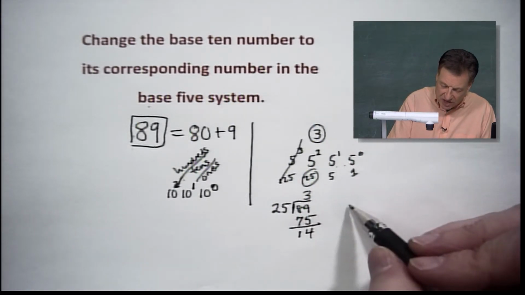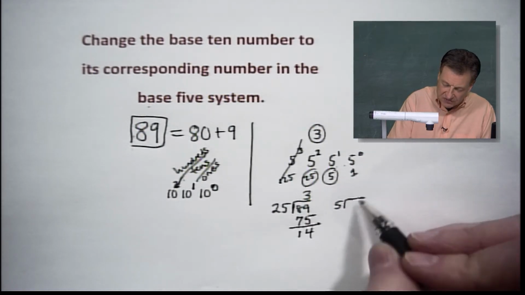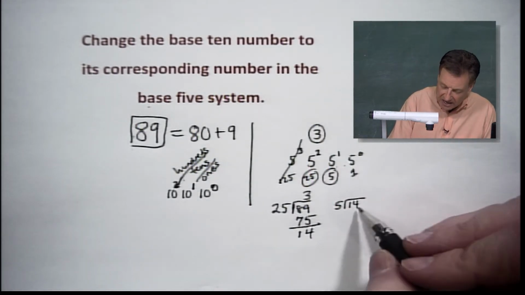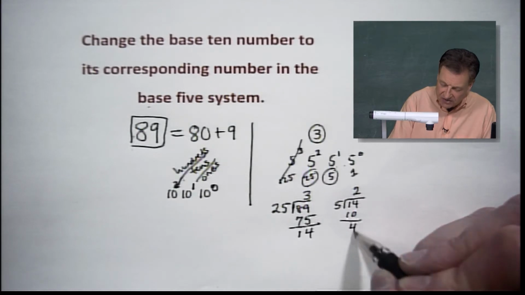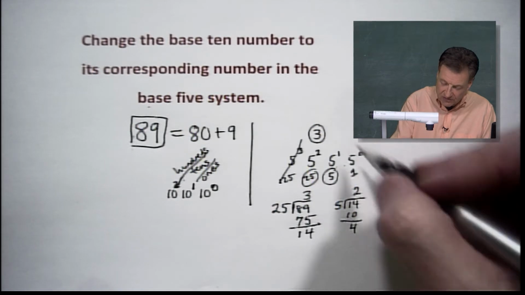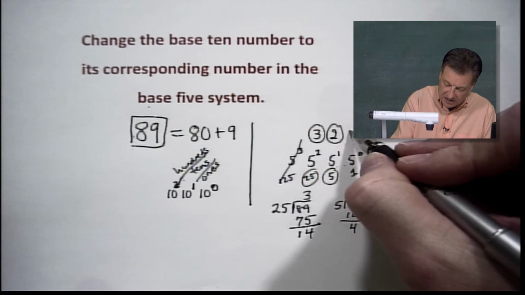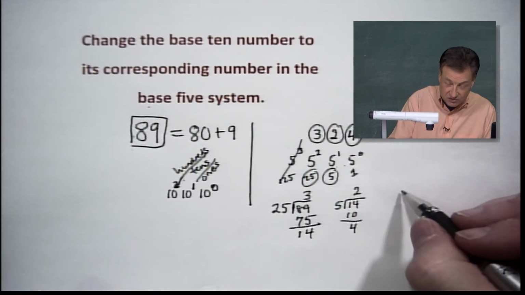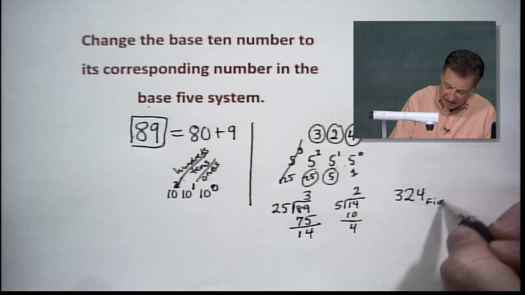Now, what have I got now? I've got 14. So I want to take my next digit, which is 5, and I want to divide 5 into 14. How many times will it go? It goes 2 times. 2 times 5 is going to give us 10. We got a 4 left over. And now, guess what? That 4 is going to fit perfectly right here. We put a 2 right there, and then we put a 4 right here. So my final answer on this one, okay, we'll put it 2, 3, 4, base 5.